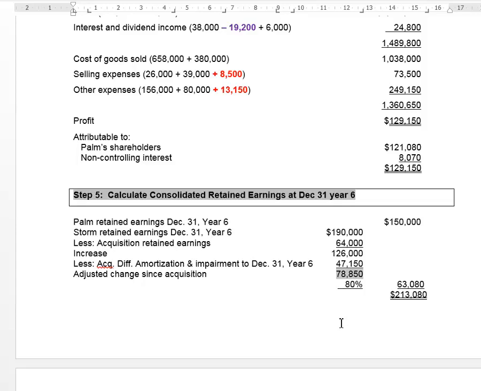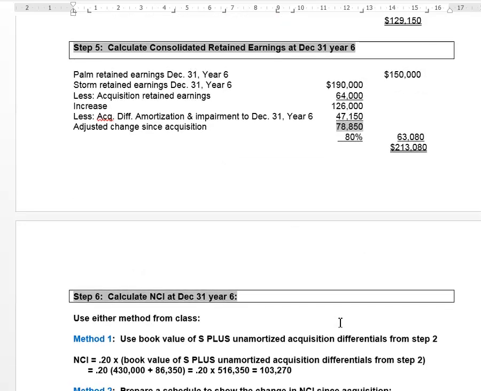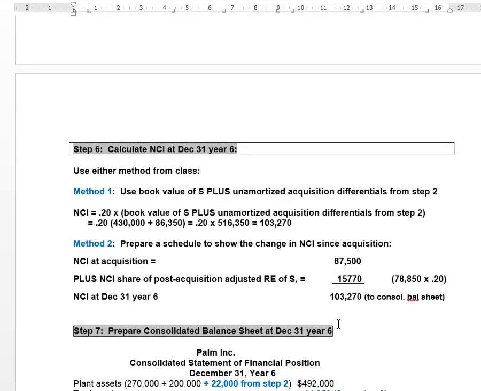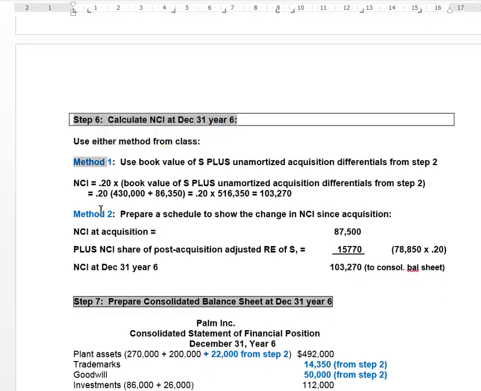And for those of you who might prefer to use method 2 to calculate NCI, you might want to use that allocation to NCI in order to calculate your ending balance in the NCI account. That's going to be on the consolidated balance sheet at the end of year 6. And speaking of NCI, that's our next calculation. And again, you can use either method 1 or method 2.